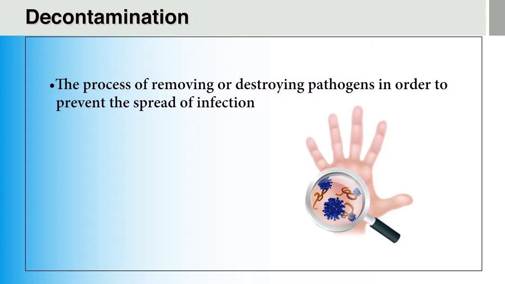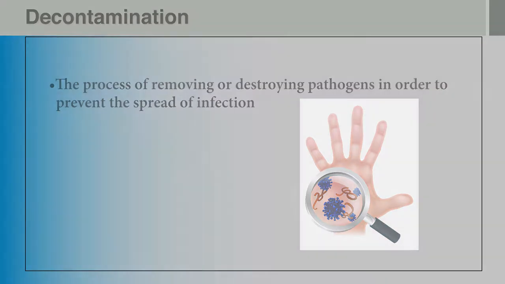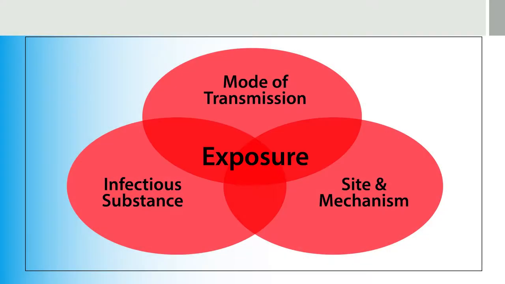Decontamination is performed as a component of exposure control. The appropriate use of personal protective equipment and staying up to date on necessary vaccinations are, in conjunction with decontamination, the primary preventative measures to protect yourself and those around you from exposure to infectious diseases. You should take three main factors into consideration when dealing with exposures to infectious diseases: the mode of transmission, or how the exposure happened, the substance that you were exposed to, and the site of entrance, or how the pathogens entered your body.